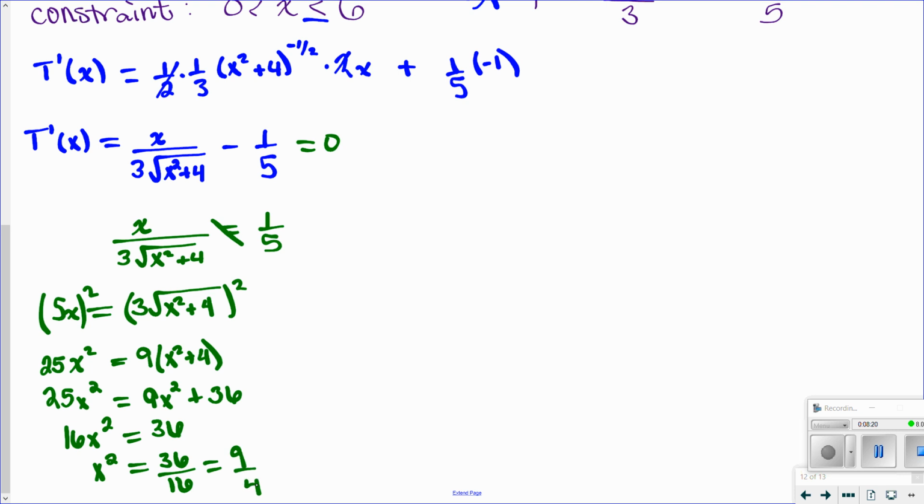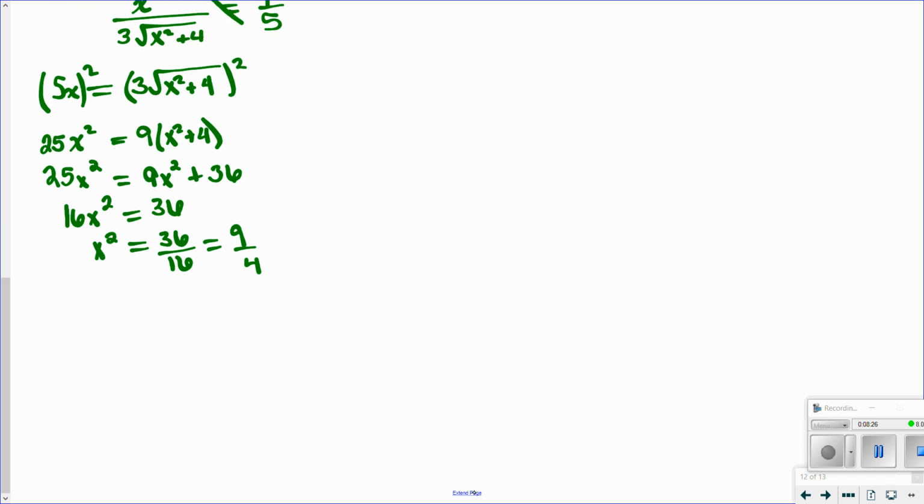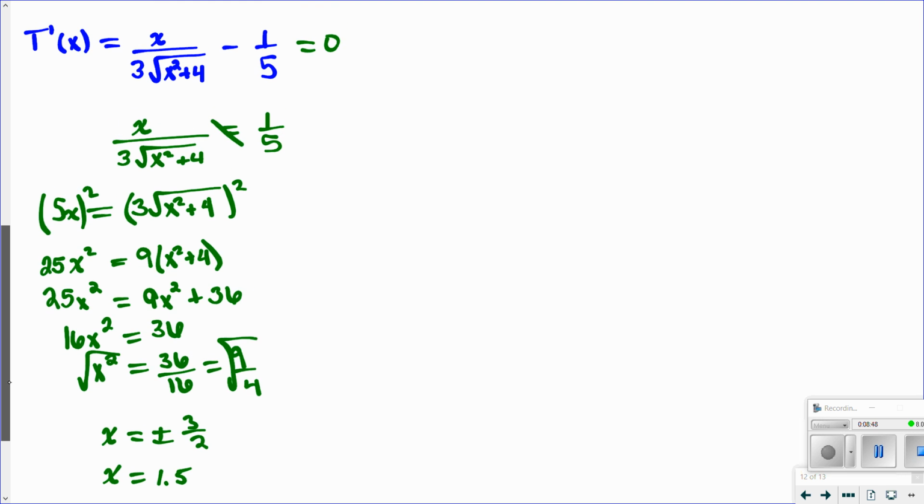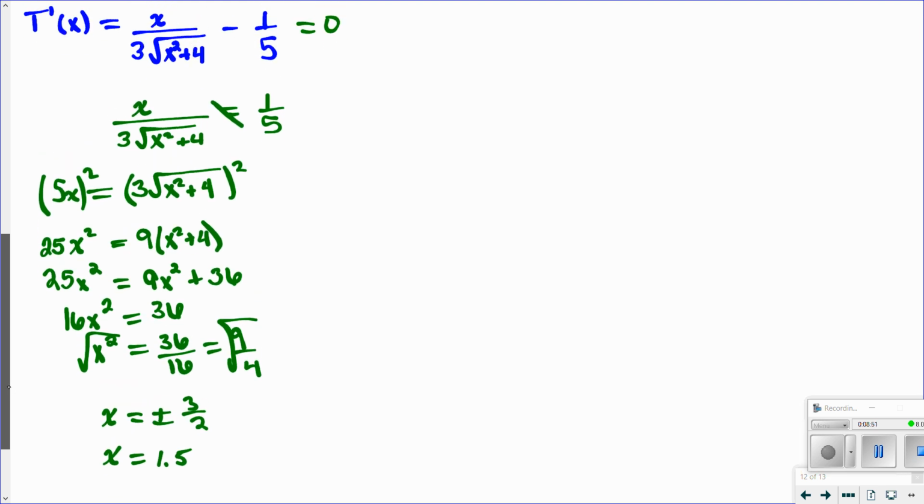Ooh, this is actually really nice. And you didn't even need to simplify that. I guess I could have seen 36 and 16 as both perfect squares, but so are 9 and 4. So when you square root this now, you get x equals, and that will be plus or minus 3/2. Well, since we can't have negative distance, we are going to assume the positive here. So we're going to say x is positive 3/2 or 1.5. So we have a possible length here that will minimize time. The first thing we should do, though, is justify that 1.5 is indeed a minimum.